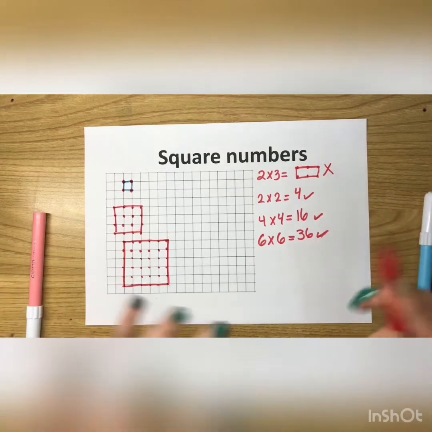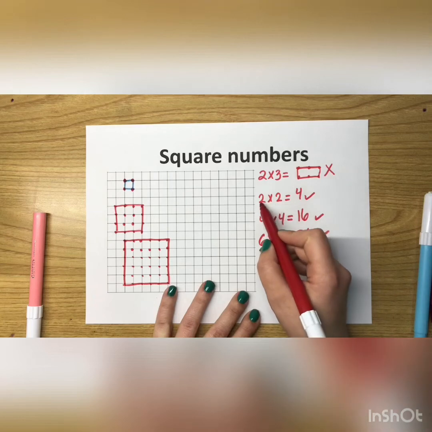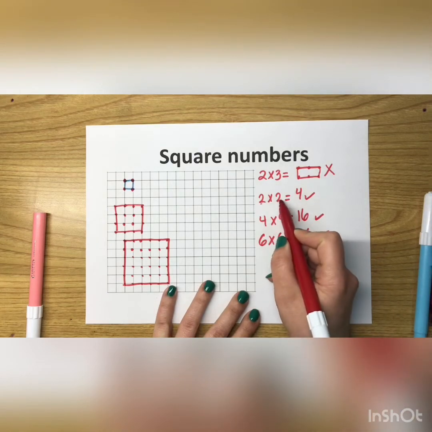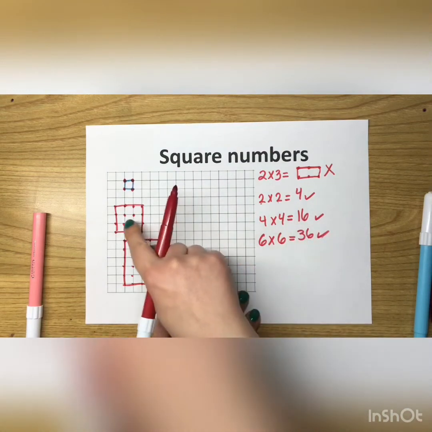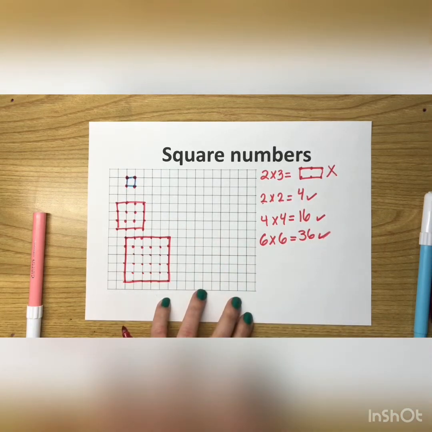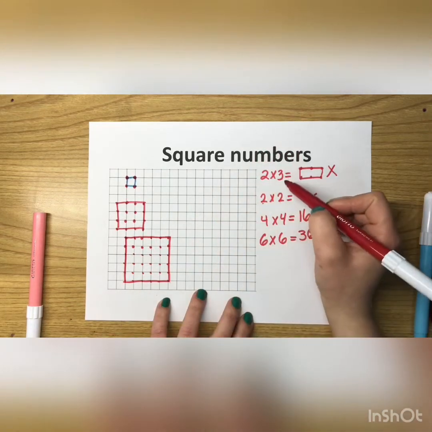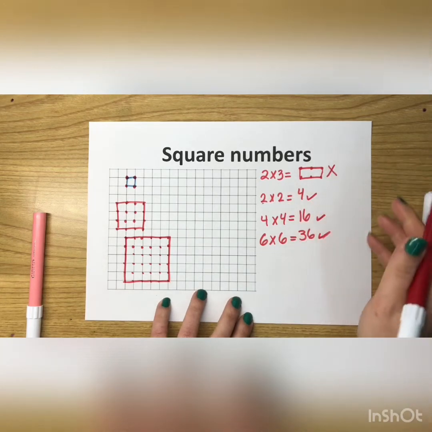Okay, look at these numbers that I multiplied by each other. Can you give me a rule for how to find a square number? Square numbers can be produced by multiplying a number times itself. 2 times itself gave me 4. 4 times itself gave me 16. 6 times itself gave me 36. So square numbers are the product of a number times itself.